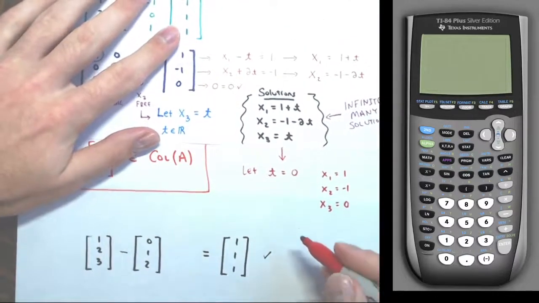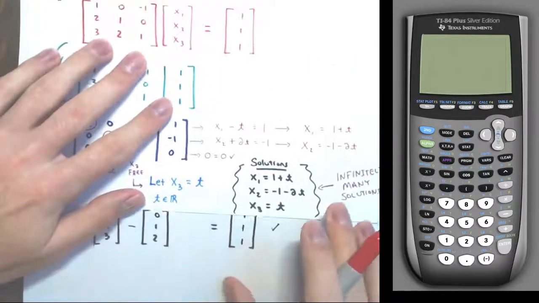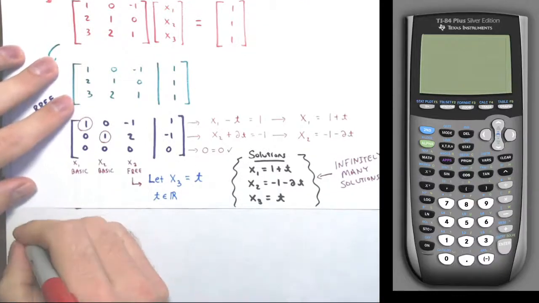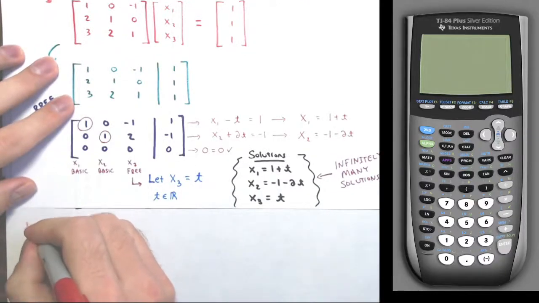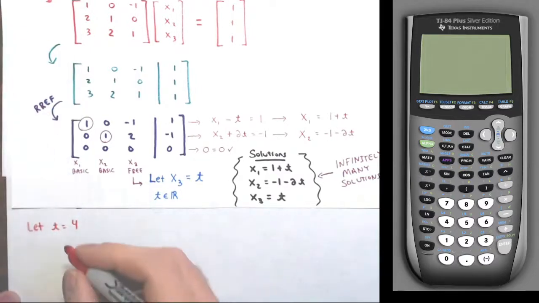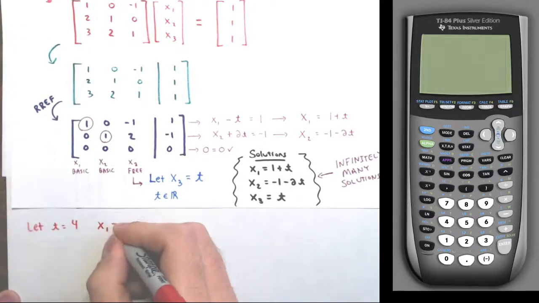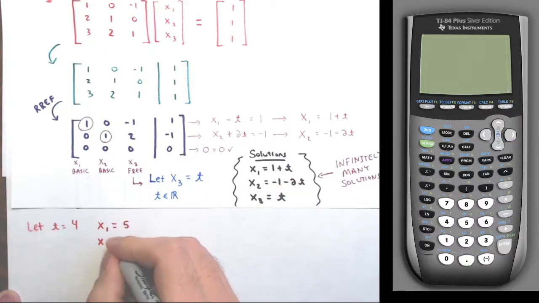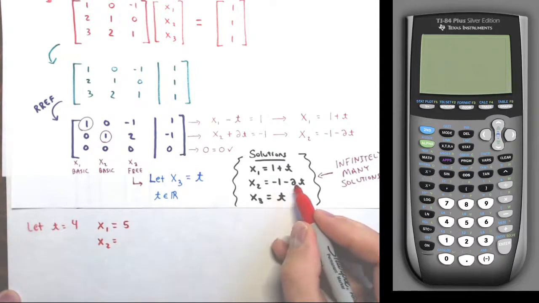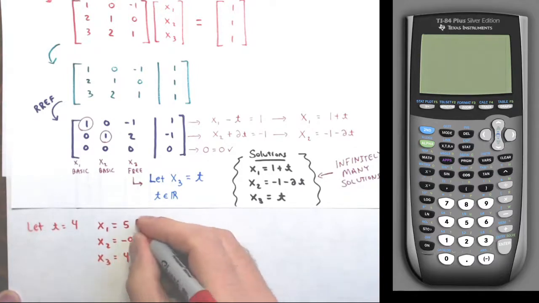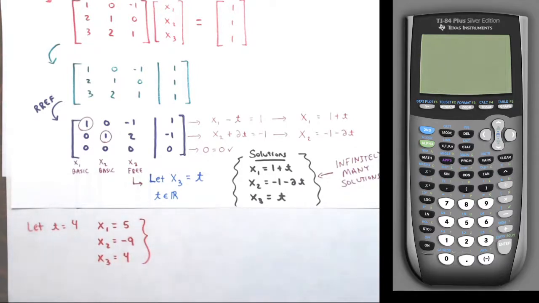All right, so let's take the solutions again here, and let t be equal to 4, whatever you want. In that case, x1 would be 1 plus 4, right, 5. x2 would be negative 1 minus 8, right, 2 times 4, so negative 9. And then x3 would be 4. And let's see the linear combination that comes out of that.